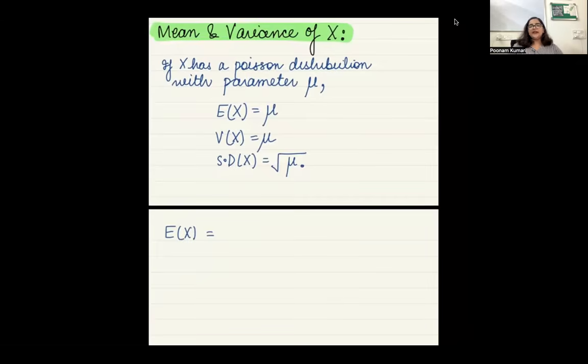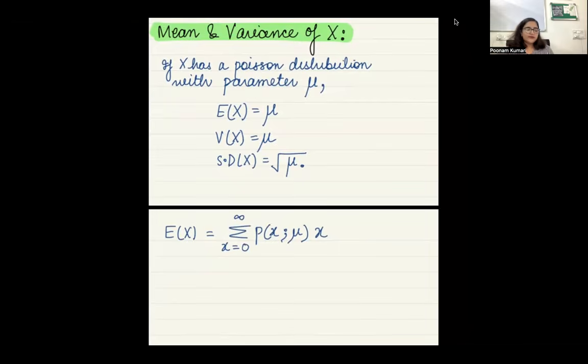What's the formula for finding the expected value of a discrete random variable? Summation of what? Probability times what is the value of x? And for all possible values of x, what are the possible values here? Going from 0 to infinity. X can take any number of values, right?